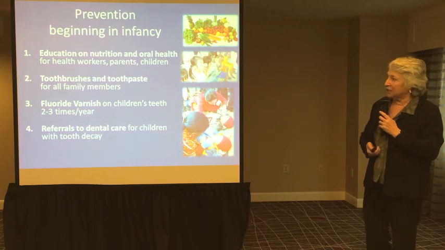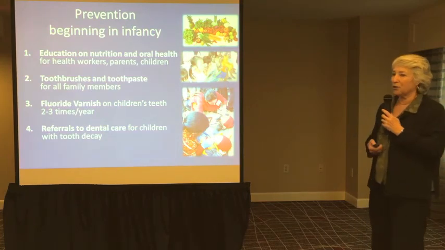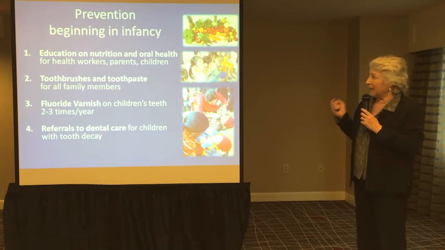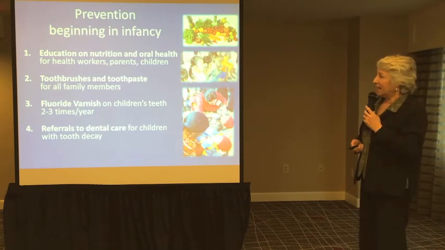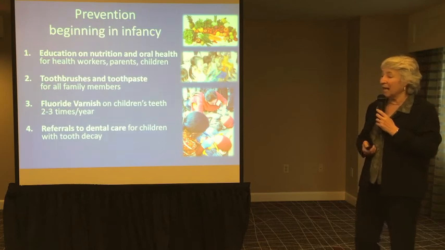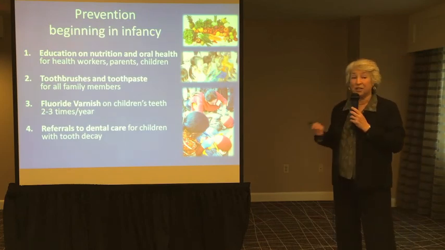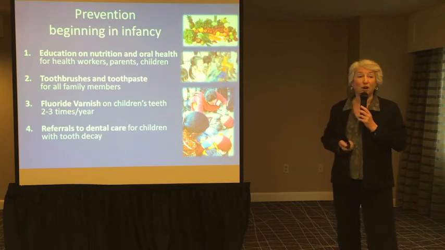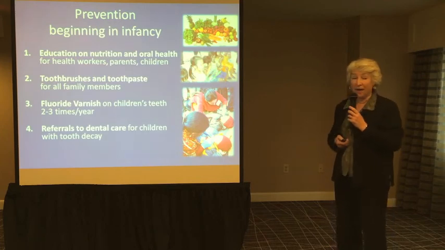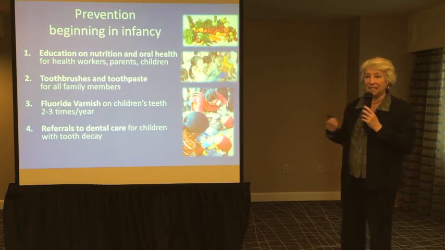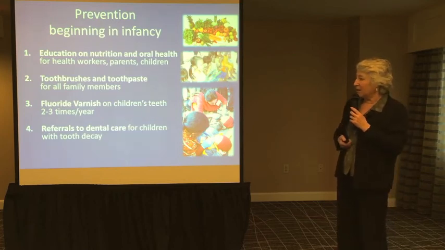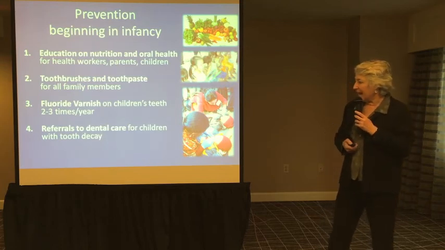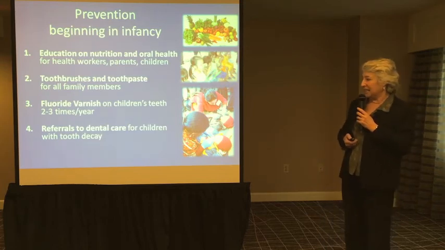This is the intervention that we're doing. It's not perfect. We're trying to build on things other people have done. Prevention beginning in infancy, education on nutrition and oral health for community health workers, and they in turn educate the parents and children. Free toothbrushes and fluoride toothpaste for all family members, not just for the children, because the parents also have this disease. We apply fluoride varnish on children's teeth 2 to 3 times per year, and then we refer the children to dental care.